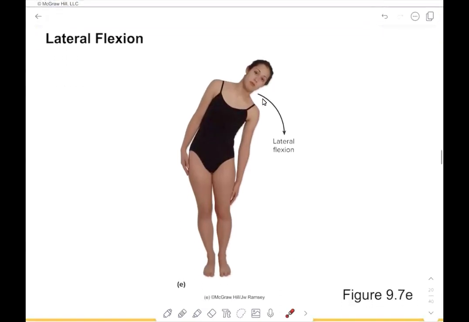Lateral flexion is most often occurring when a person is leaning to their left or right. So they're decreasing the angle at the hip joint. So imagine she's standing straight up, but when she leans to the side, she is decreasing the angle. So that's called lateral flexion.